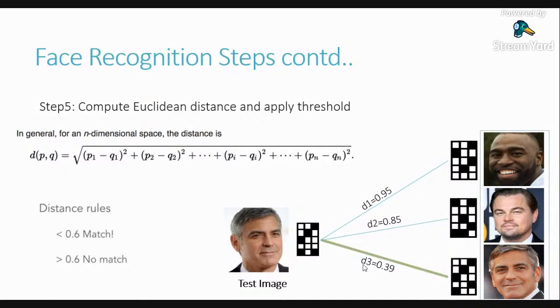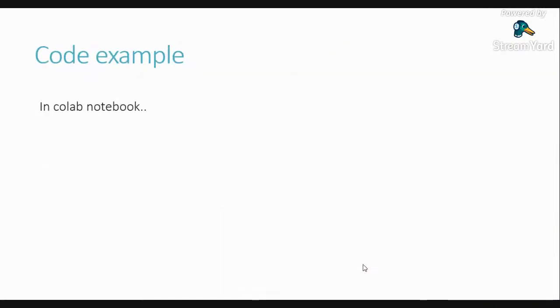So these are the three faces. The first person, I don't remember the name. The second is Leonardo DiCaprio. The third one is George Clooney. So that means this test image belongs to George Clooney. Okay, so these were the steps of face recognition. Now let's see how to perform it in code.